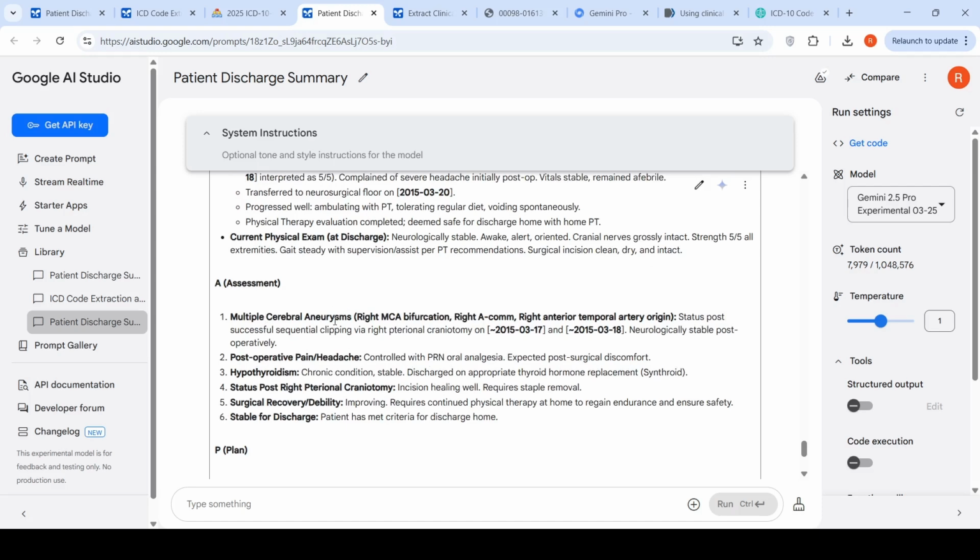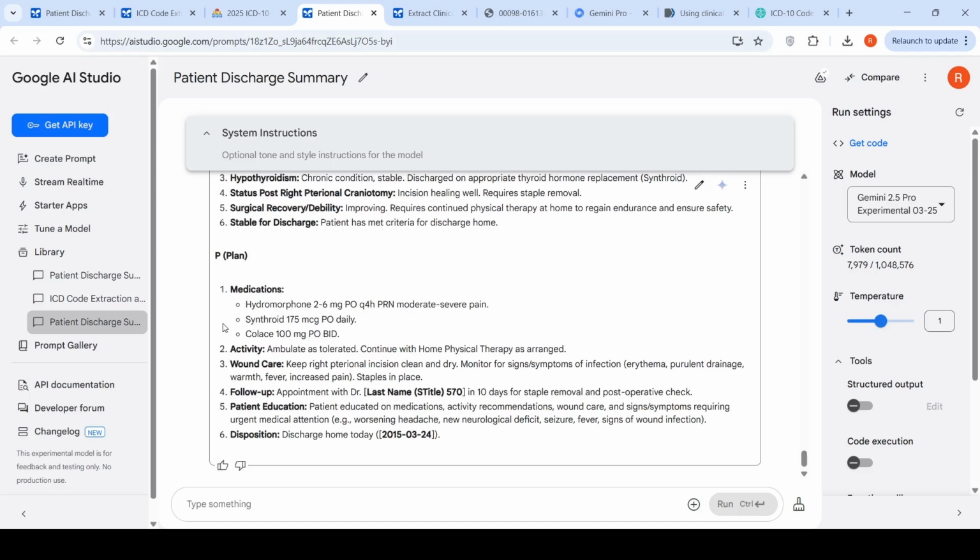Assessment was multiple cerebral aneurysms, post-operative. Plan is this: medications are given, activity, continue with home physical therapy, wound care, keep this wound clean and dry, follow-up appointment with the doctor in 10 days. Patient education: patient educated on medications, activity, signs and symptoms requiring medical attention. Disposition: discharge home today. So it has done this excellently. This was a SOAP note creation.